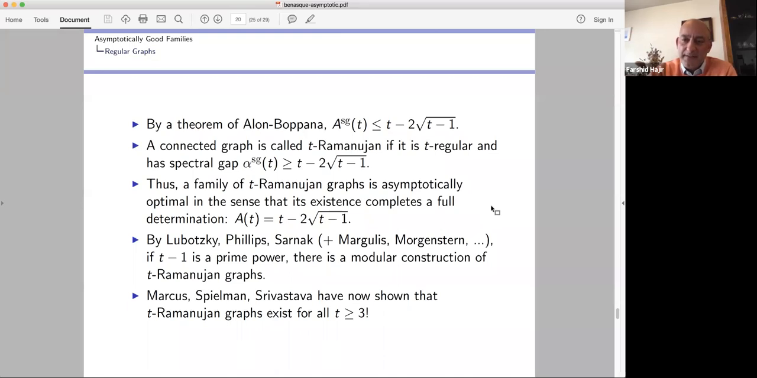Now, the thing that's happened over the last, I think it was 6 years ago, maybe a little longer, is that Marcus, Spielman, and Srivastava have now shown that t minus 1 being a prime power doesn't matter. t can be any number. They can construct for you Ramanujan graphs for all t. And it's really beautiful work, and I think there are lots of great ideas there. I don't know that they directly relate to graph theory, to coding theory or curves, but I did want to point it out as really beautiful mathematics.